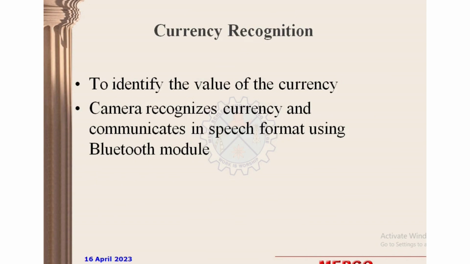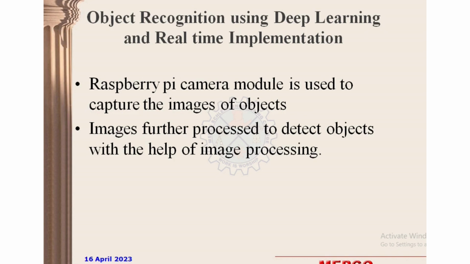The currency recognition module identifies the currencies placed in front of the Raspberry Pi camera, which is trained using the MobileNet V2 algorithm, and it identifies whether the placed note is 500 rupees or 200 rupees. The object recognition is used to identify the objects placed in front of the Raspberry Pi camera, which is done using the TensorFlow Lite model and YOLO model, and it is trained using the COCO dataset, which consists of 80 objects with thousands of images trained.